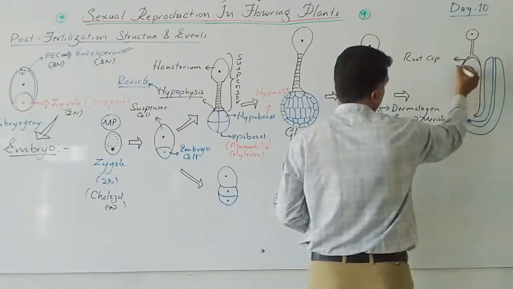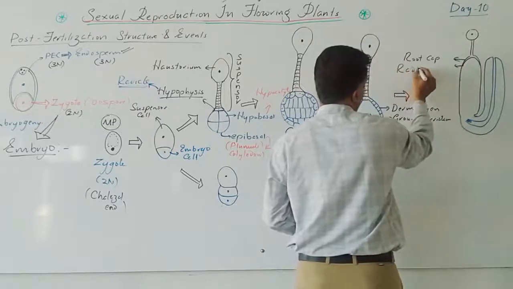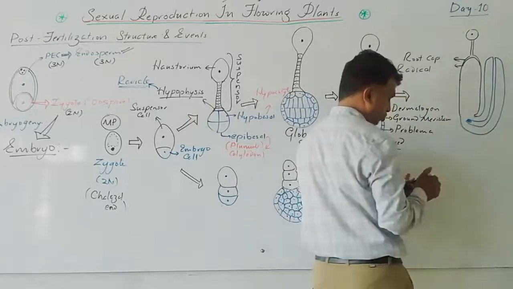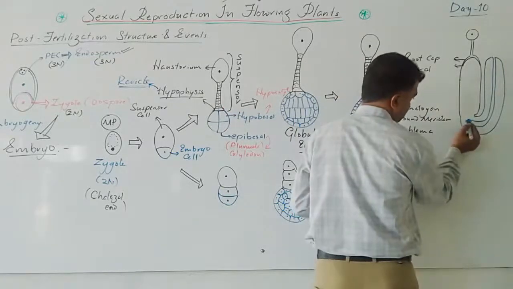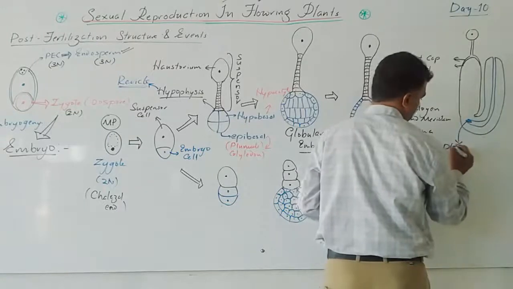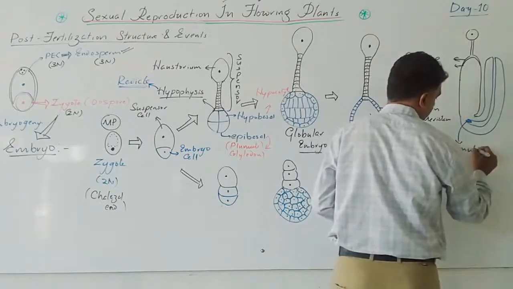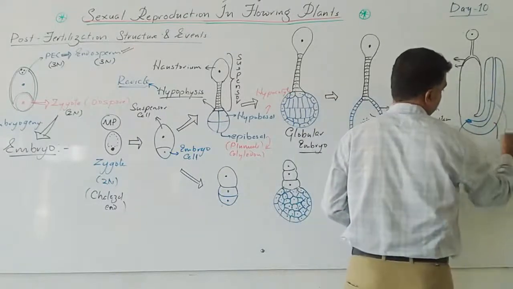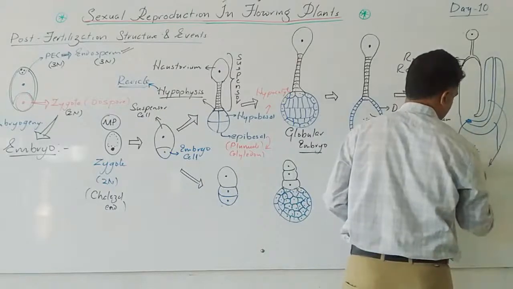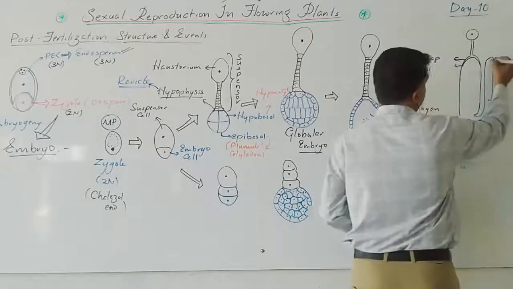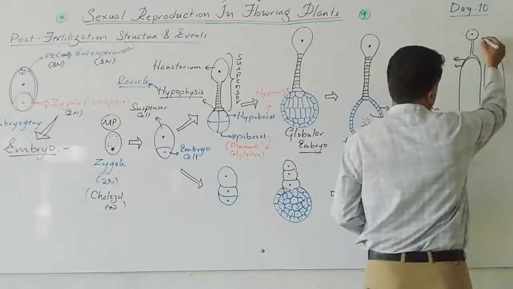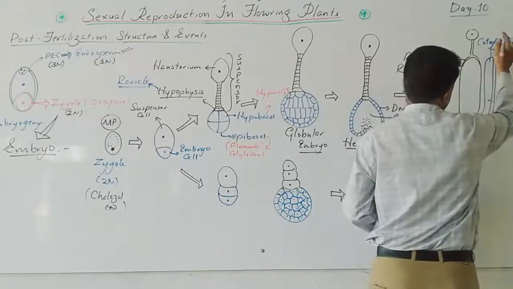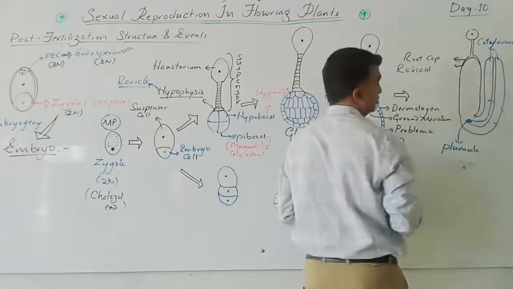So this is the radicle. This radicle developed from the hypophysis, and this blue colored structure present in between these two is called the plumule or the shoot apex. And these two colored structures, this one and this one, are the cotyledons. Yes, two cotyledons are there. So this is the plumule.